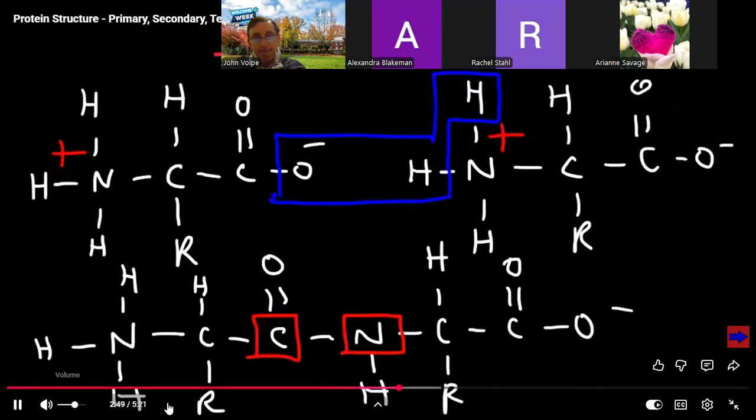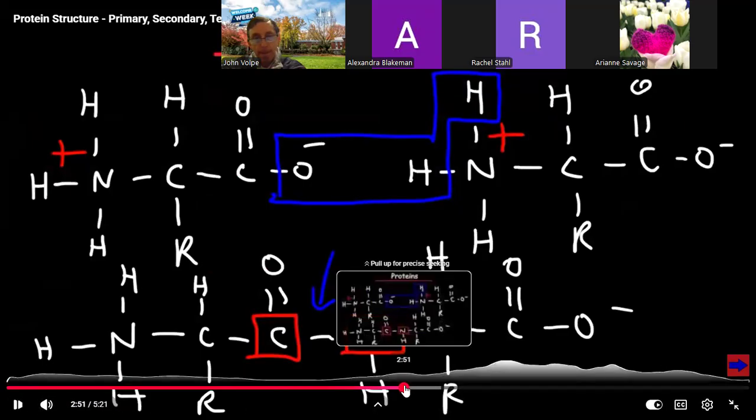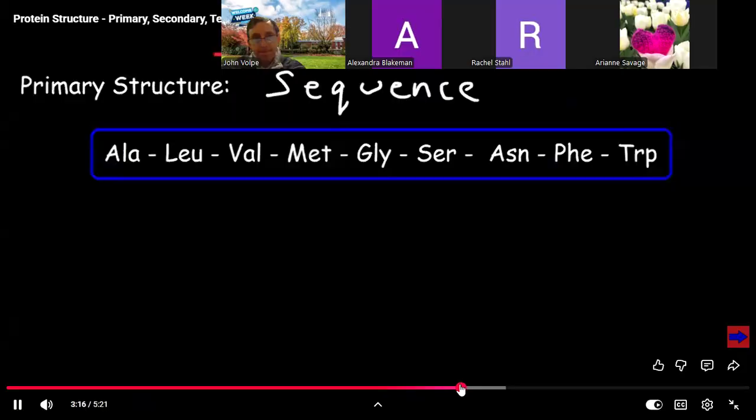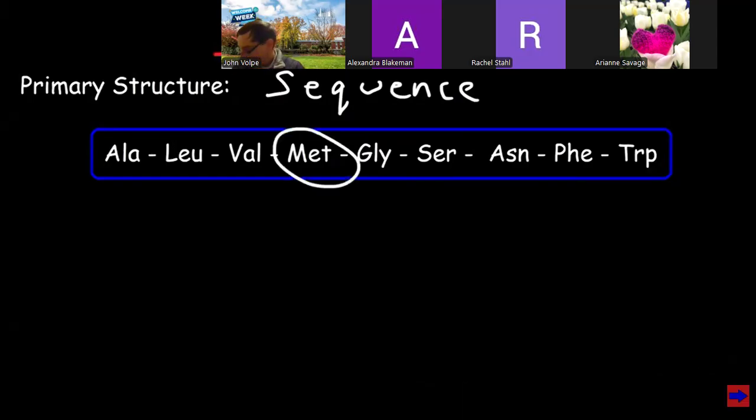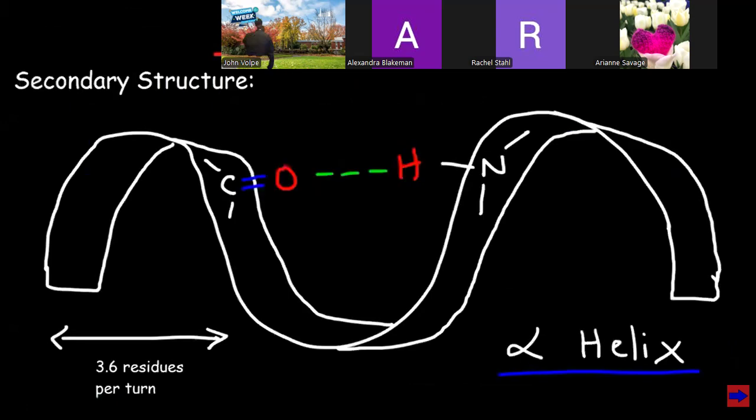You're forming a covalent bond, which is hard to break. The sequence determines the shape of the protein. If you replace just one amino acid with another, it will completely change the shape of the protein. So the shape and its function is primarily determined by the sequence of amino acids.